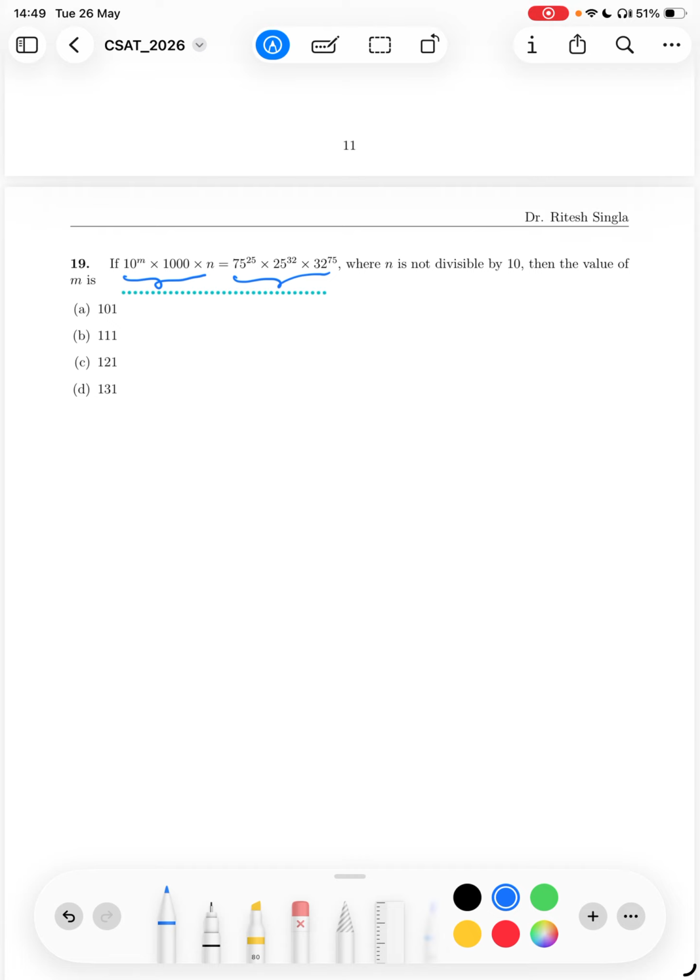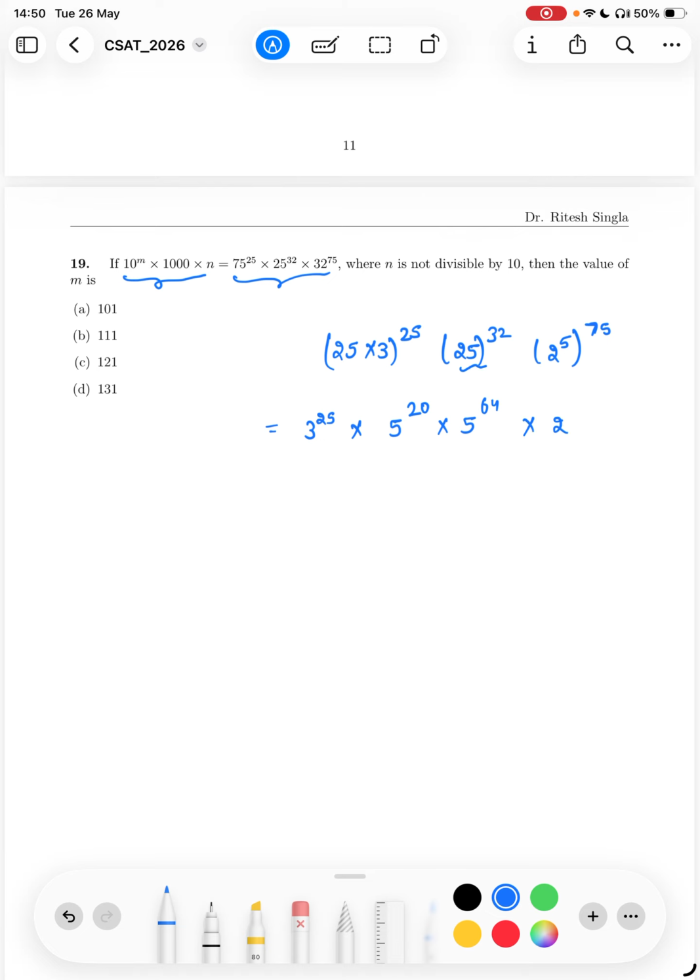So let us see how 75 can be written. 75 is 25 into 3, power 25, then it is 25 power 32, then it is 2, 2, 4, 8, 16, 32, 2 power 5 power 75, right? Or you can write it as 3 to the power 25 cross 5 to the power 20 cross 5 to the power 64 cross 2 to the power 375, right? 75 into 5, 375.